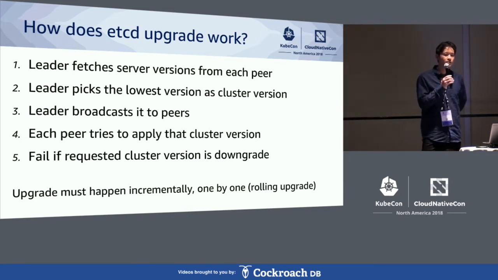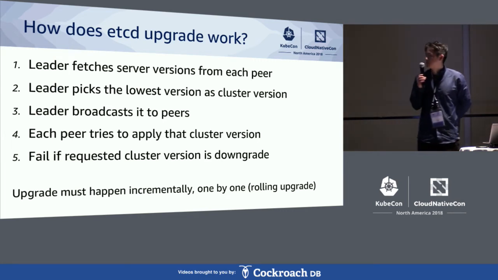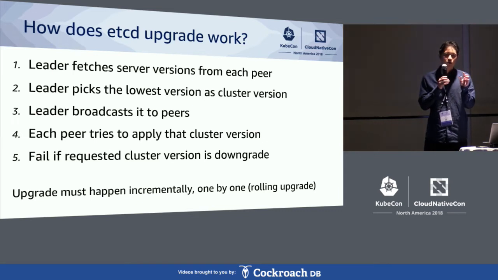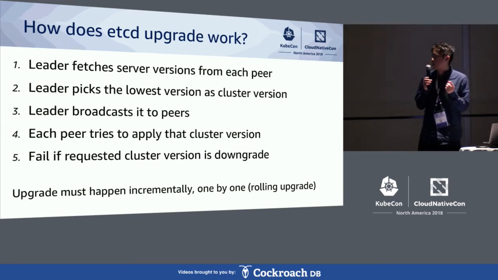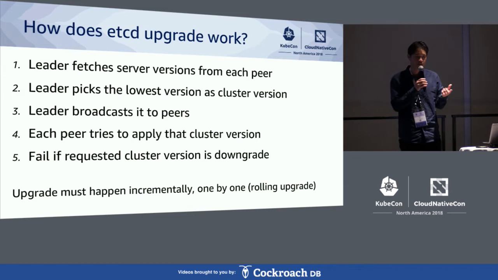Leader first gets the server version value from each peer. Then the leader picks the lowest server version value out of all those server versions as the cluster version, and then broadcasts the cluster version value to the peers. Then each peer, now the follower, will try to apply that cluster version value to the server. This will fail if the cluster version is a downgrade to the server.